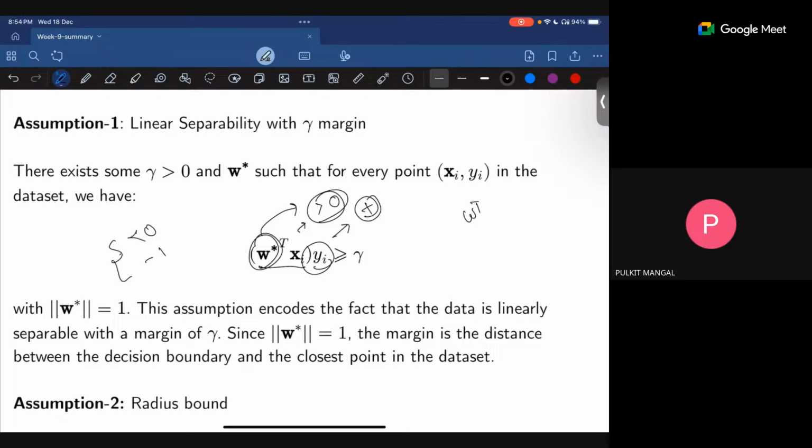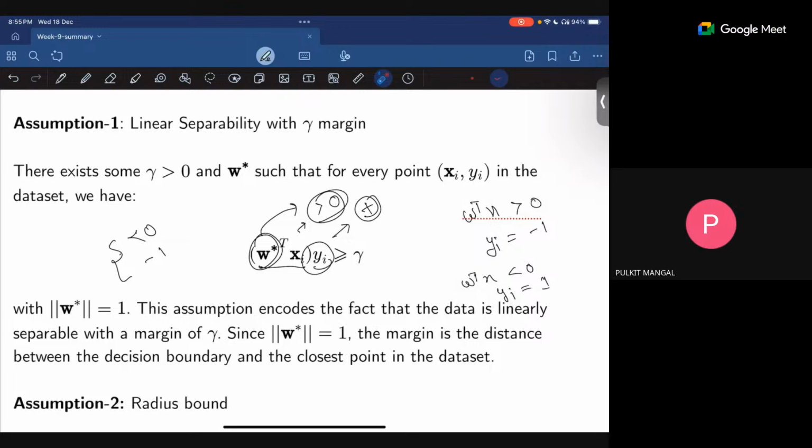Only when either W transpose X is greater than 0 and its label is -1, or W transpose X is less than 0 and the label is +1, is that the case where a mistake occurs. Because it is greater than 0, it predicts positive while the label is negative, so the overall quantity would be negative. Or W transpose X is less than 0, so it predicts negative while the label is positive. Again this overall quantity would be negative.